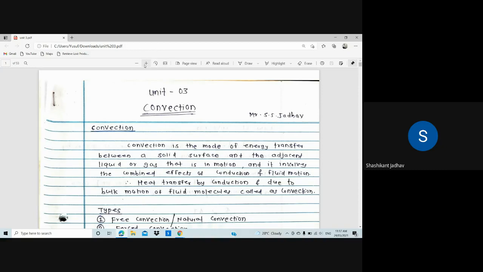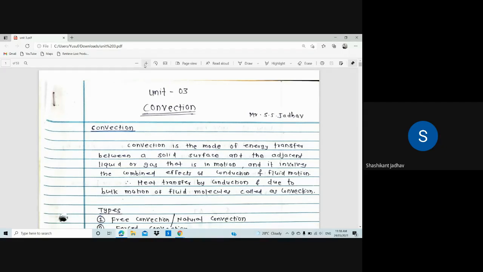and it involves the combined effects of conduction and fluid motion. Full stop. Next para.